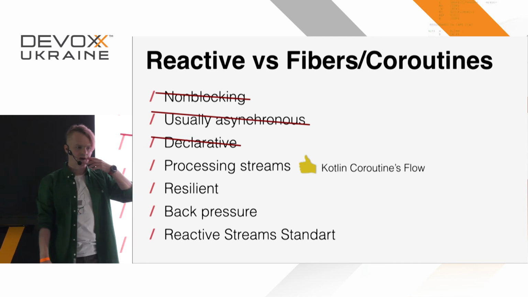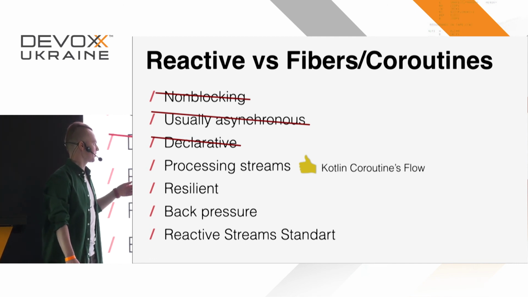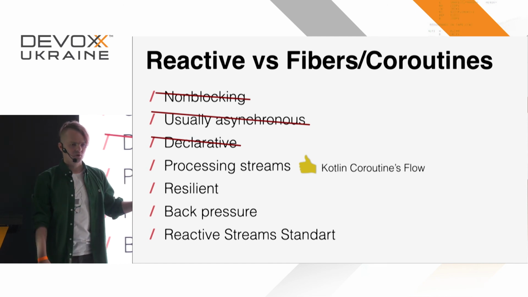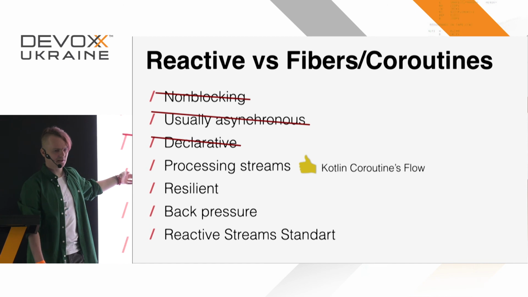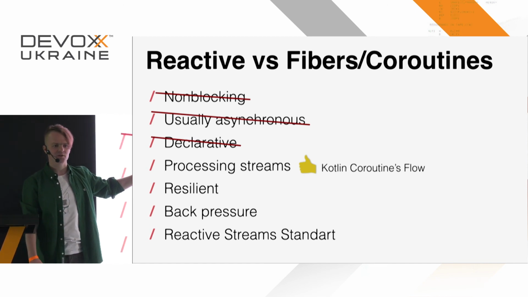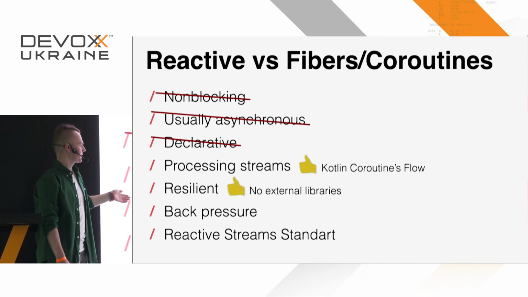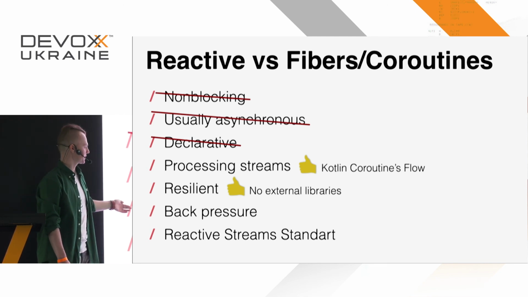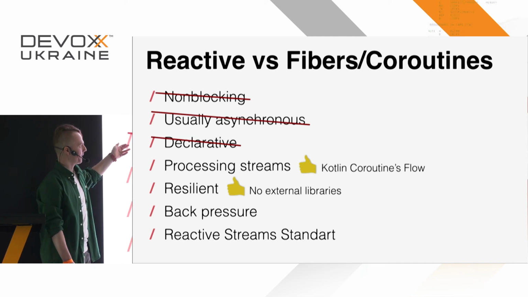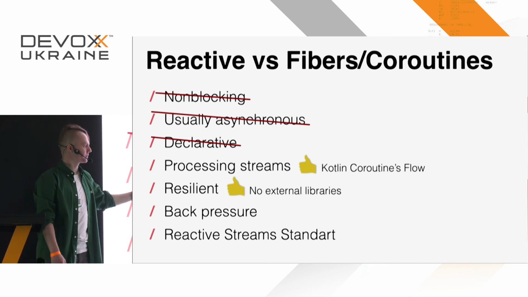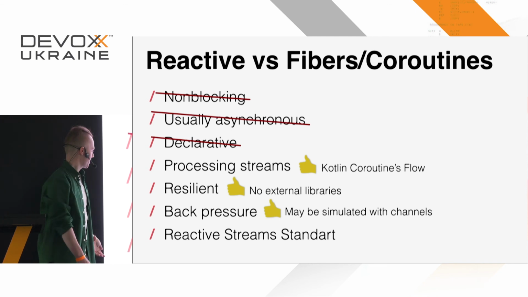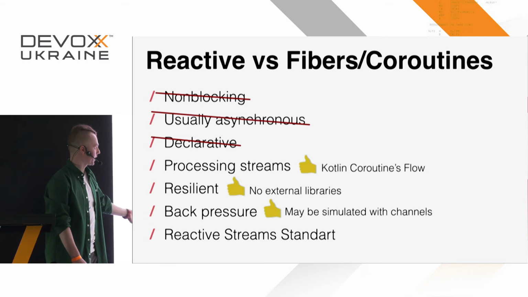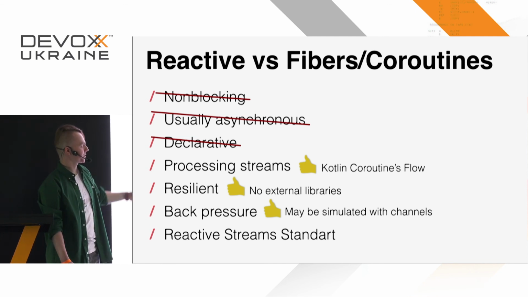And Kotlin also added another library feature, coroutine flows, to handle these cases, because coroutines themselves cannot handle reactive streams of data. Resilience is not present anywhere, and it's something that reactive programming gives you, and for coroutines you need to use some external libraries. Back pressure you may simulate, it's a good idea in general, but it won't appear from coroutines itself.